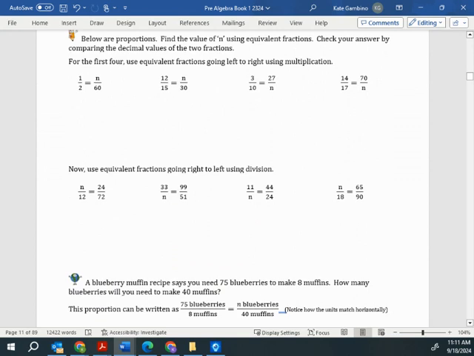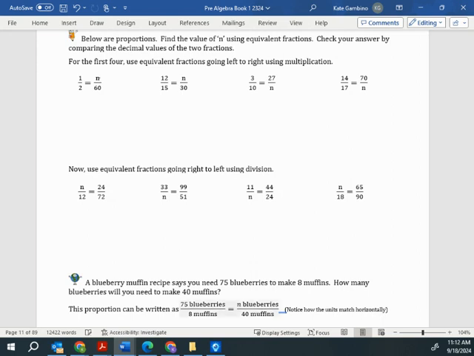Below are proportions. Find the value of n using equivalent fractions. Check your answer by comparing the decimal values of two fractions. For the first four, use equivalent fractions going from left to right. Some of these, we're going to know right away what our scale factor is, what we're multiplying it by. I'm going to show you what you do when you're not sure. So let's look at this first one together.